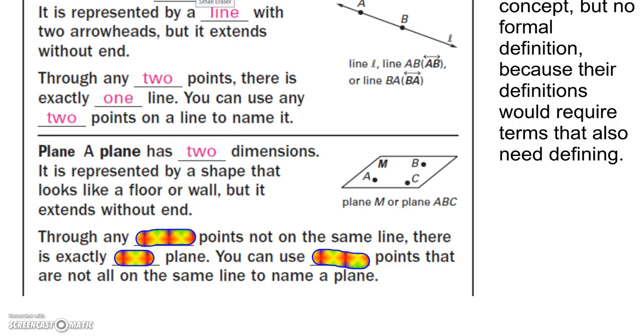A plane, theoretically, extends out in 2 dimensions. It extends out infinitely. It is represented by a shape that looks like a floor or wall, but it extends without end. In a classroom setting, I'll often use a sheet of paper and say this sheet of paper represents a plane, and you have an infinite number of planes going through the room. This 4-sided figure represents a plane, but theoretically it extends out infinitely.